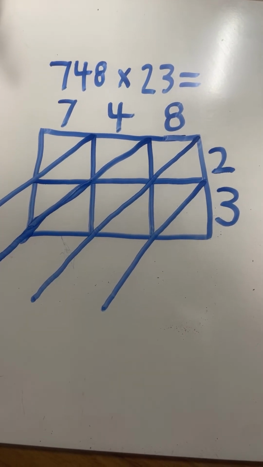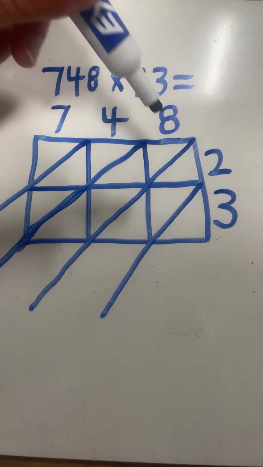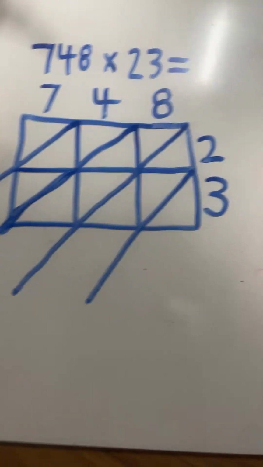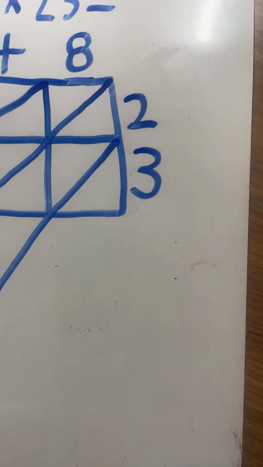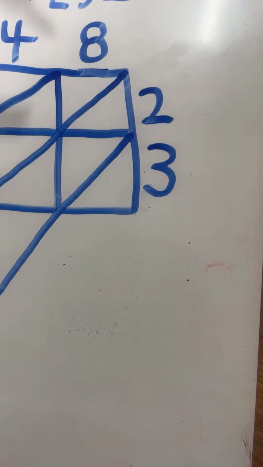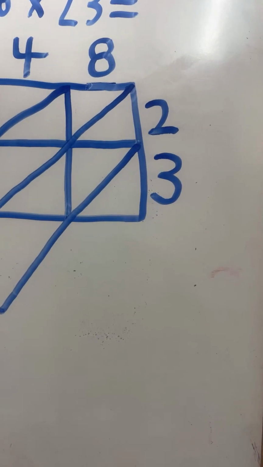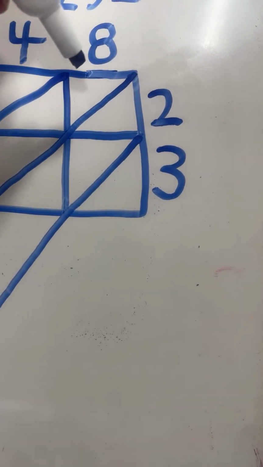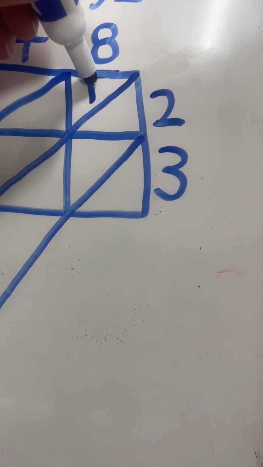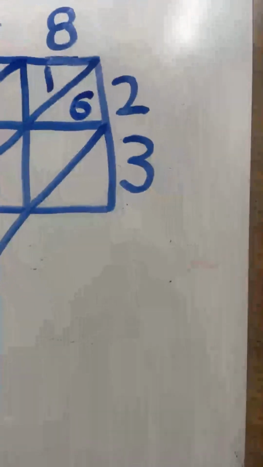So we are going to multiply digit by digit. Our answers go in the squares, and each digit within our answers goes in a separate triangle. So we are going to start out by multiplying 8 times 2. And our answer to 8 times 2 is going to go in this top square right here. 8 times 2 equals 16. So the 1 in 16 goes in the top triangle. The 6 in 16 goes in the bottom triangle.